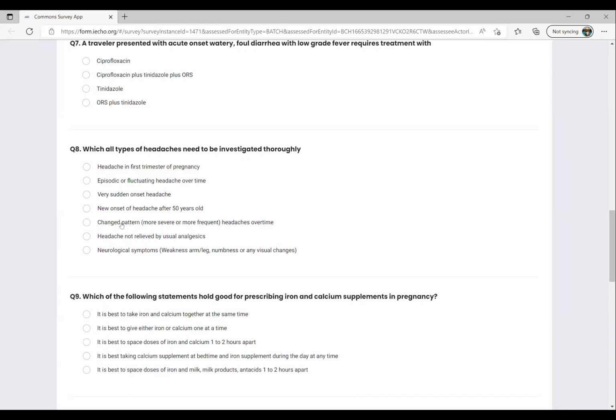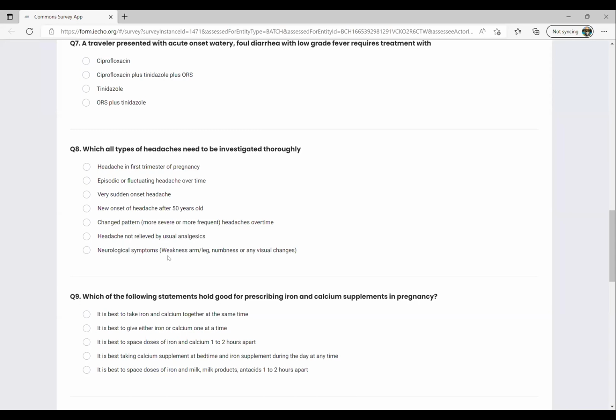So perhaps this patient needs to be investigated. And neurologic, anytime you find any neurological symptoms, weakness, numbness, visual changes, these need to be investigated. There may be some cerebral cause to this, but certainly headaches in the first trimester are very common. This could be because of the hormonal changes, weight changes, and the other body changes, blood volume and other physiological changes taking place in the body.